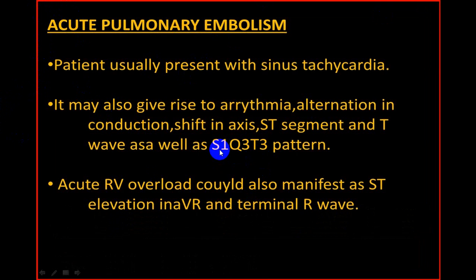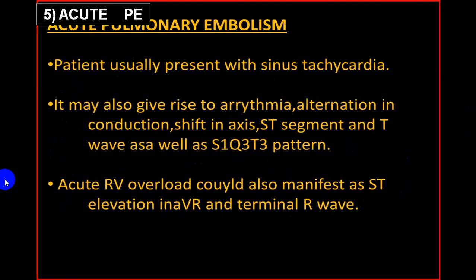That is, you get a deep S wave in lead 1, a Q wave in lead 3, and T wave inversion in lead 3. That will produce what we call the classical pattern of acute pulmonary embolism. And because of acute RV overload, it is sometimes manifested as ST elevation in aVR with a terminal R wave.